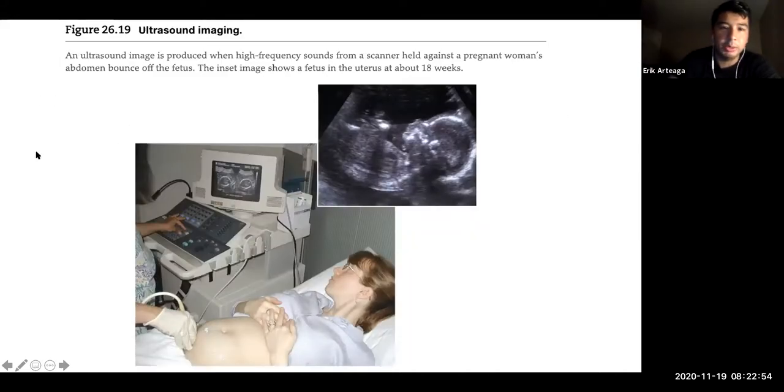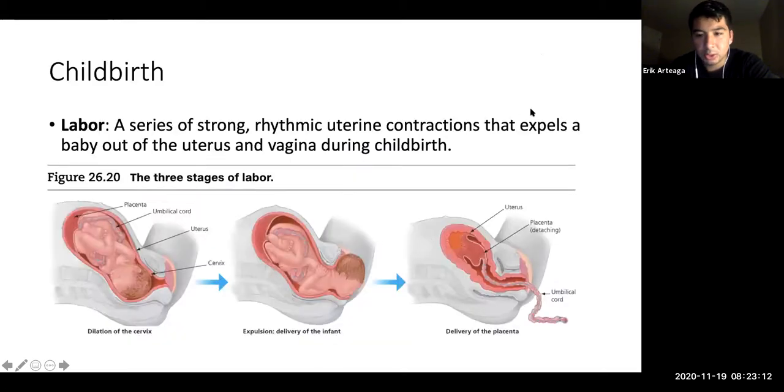Ultrasound. So an ultrasound image is produced when high frequency sounds are passed over the abdominal cavity to look for the child. And again, this is to check the health of the child. It's good to use to check for heart conditions, any other type of conditions such as spina bifida or abnormalities that can be seen within the fetus as well.